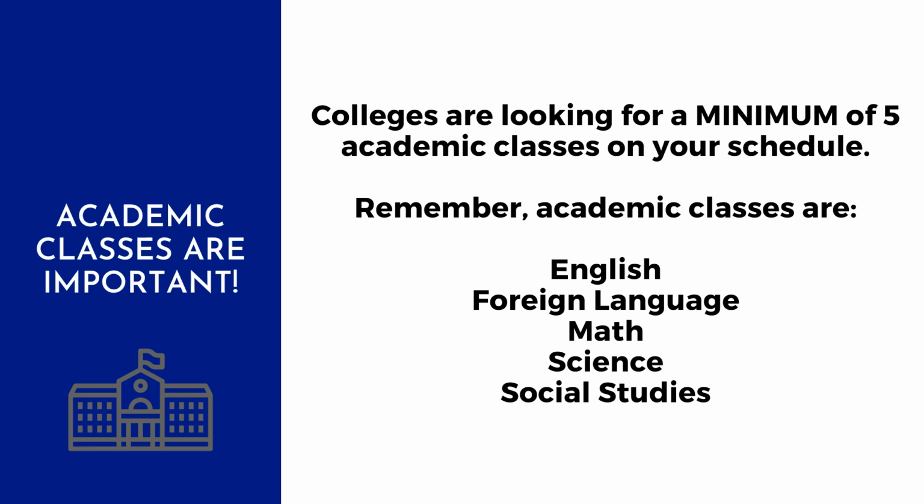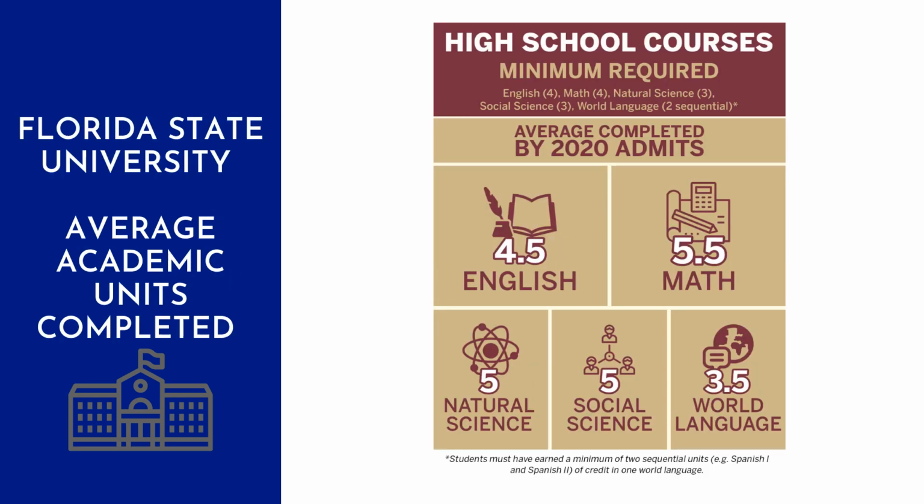Colleges are looking for a minimum of 5 academic classes on your schedule each year. Remember, academic classes are in the English, foreign language, math, science, and social studies departments. So you want to aim for a minimum of 5 academic classes, but depending on the schools that you are planning on applying to after graduation, many of our students choose to take 6 or 7 academic classes.